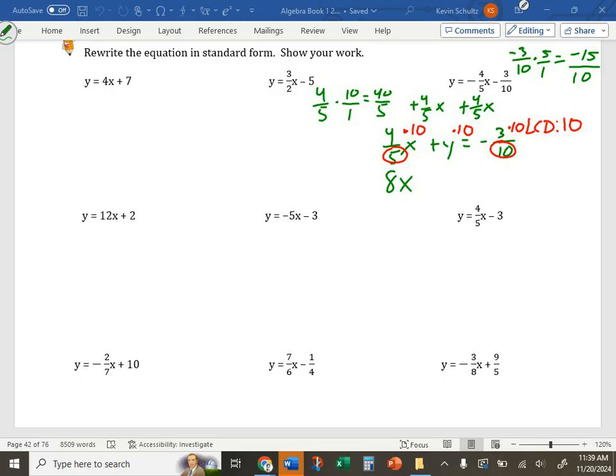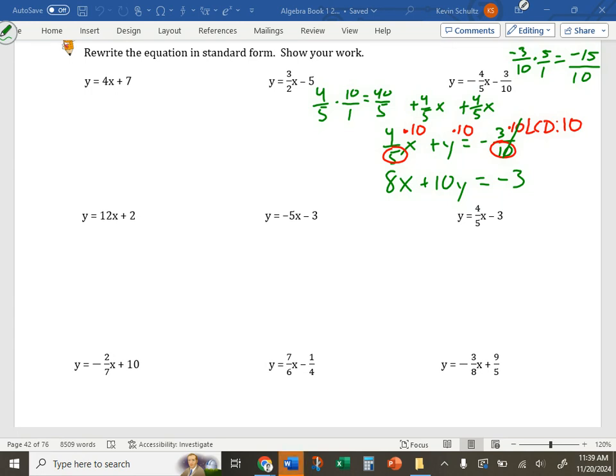And then what's my y term become? 10y. And my fraction on the other side? Negative 3, because these do end up just straight up canceling out. Right? Because you're dividing by 10, multiplying by 10. If you multiply it, you get negative 30 over 10, which equals negative 3. Okay? And that would be our final answer there.